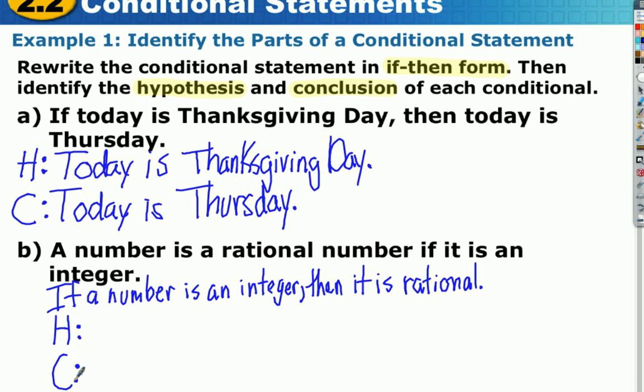And I apologize, there were several of you who had volunteered for this one, and that was brave of you, and I really appreciate it. I'm sorry I didn't get to everybody. So what is the hypothesis here, Chris? A number is an integer. And what is the conclusion, Danielle? The number is what? I'm sorry? It is rational. Very good.